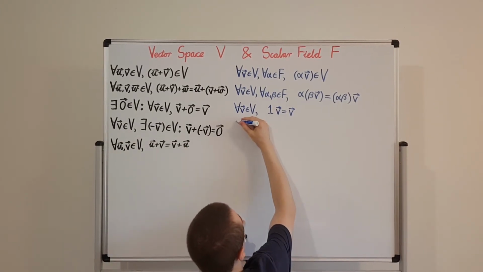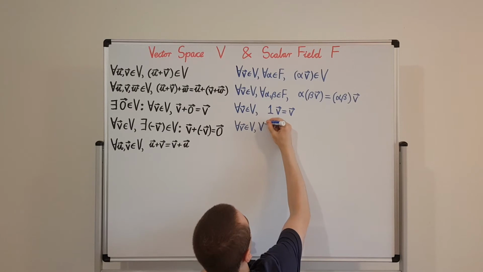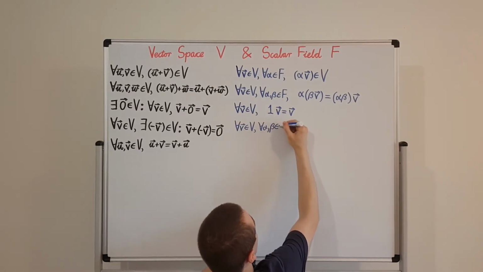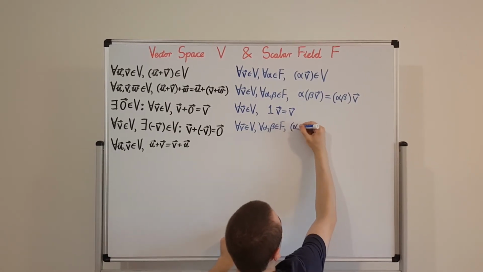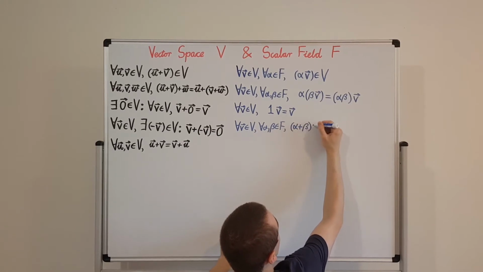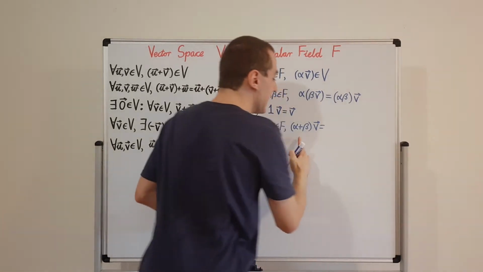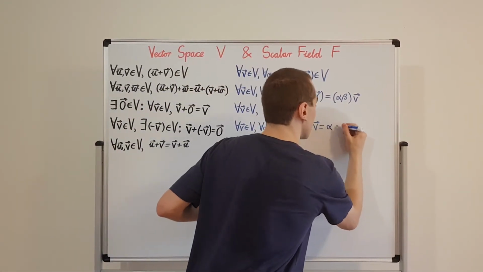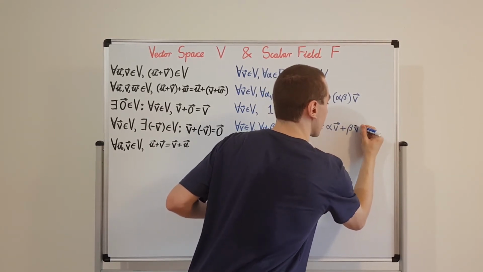So let's have a look at this. For all vectors in the vector space, and for all scalars alpha and beta in the scalar field, if I take the sum of alpha and beta, and I use that sum to scale a vector, that's the same as individually scaling the vector with both of these. So that's the same as alpha times the vector plus beta times the vector.